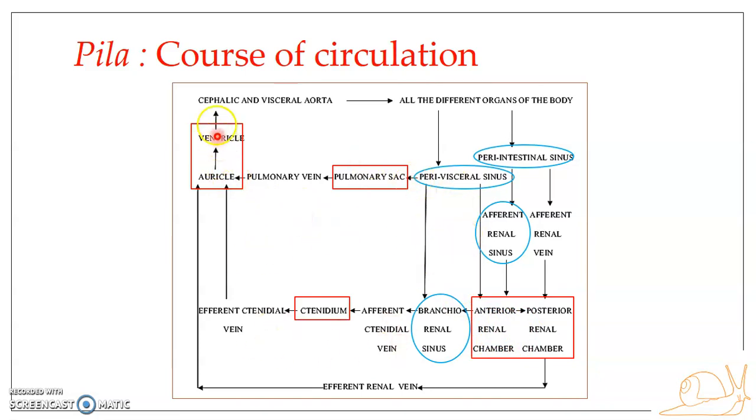Okay, so from the ventricle to the cephalic aorta to various anterior parts of the body. From there, through the venules, it gets collected into the perivisceral sinus. From the perivisceral sinus to the pulmonary sinus, pulmonary sac, oxygenated blood to the auricle. Perivisceral sinus to branchiorenal sinus to the tenedium through the afferent tenedial vein, oxygenated blood back to the auricle. Okay, visceral aorta to the visceral mass, from there to the periintestinal sinus, from the periintestinal sinus either to the renal chamber or to the branchiorenal sinus. Okay, and then back to the tenedium.